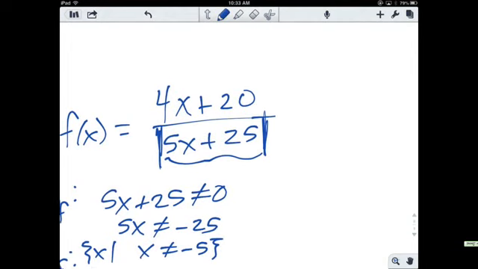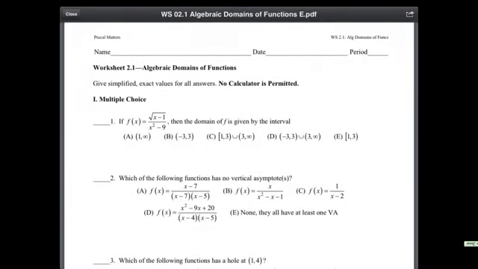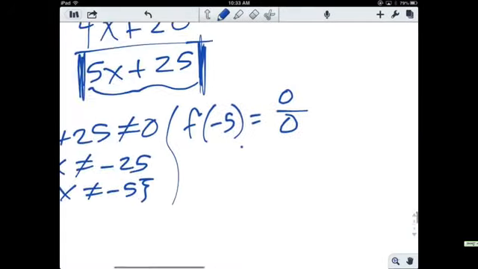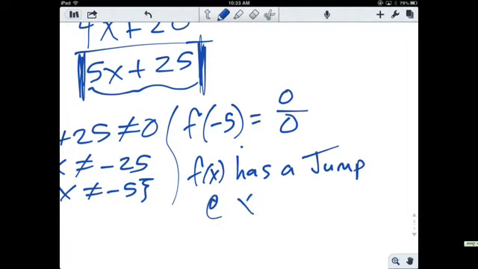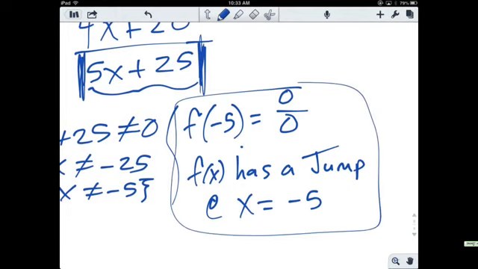Now, you suspect that there's a jump there because it has the mark. But let's just make sure. What is f of negative 5? Plug it into the top. What do you get? You get 0. Plug it into the bottom. You get 0. Because you get 0 over 0, and it has the mark, now you can say that f of x has a what? A jump at x equals negative 5. So you don't have to do the work. We just did the work so you could see why.